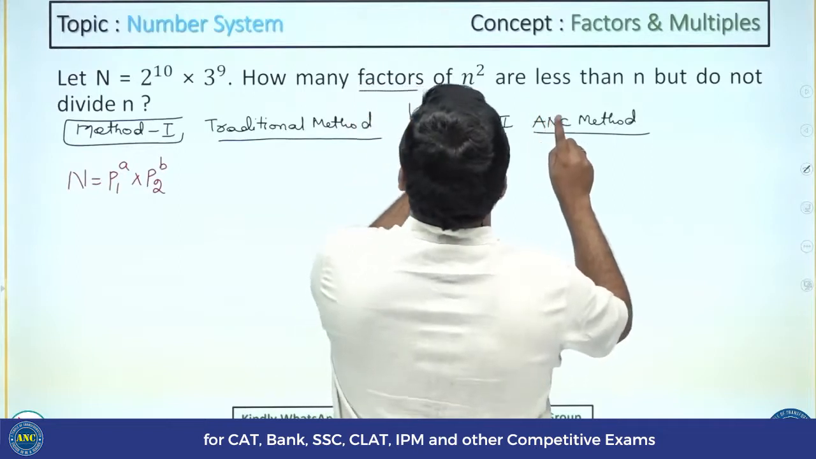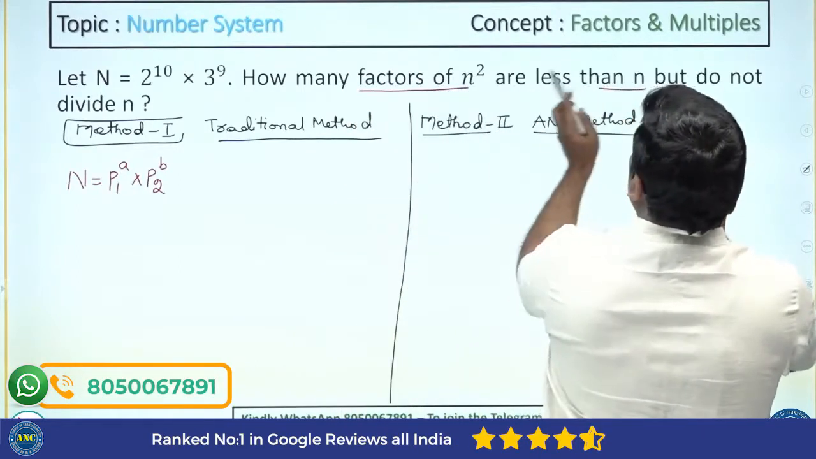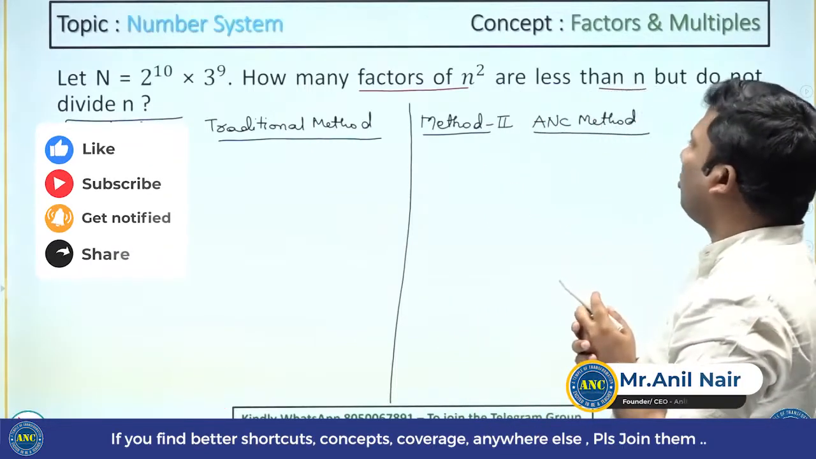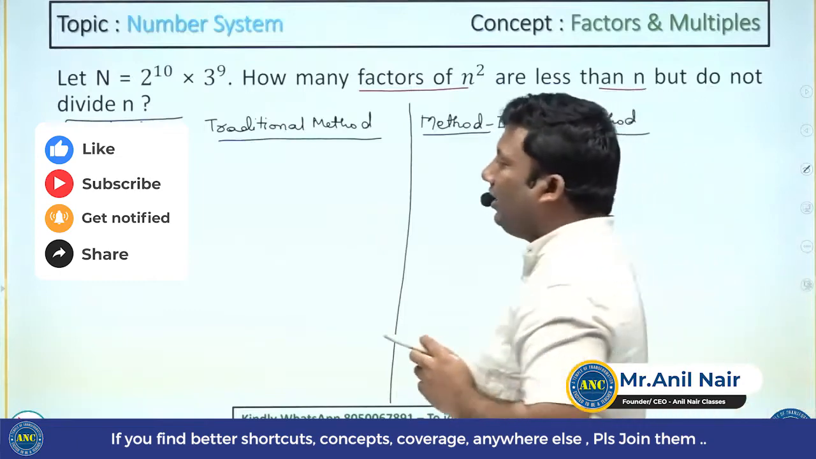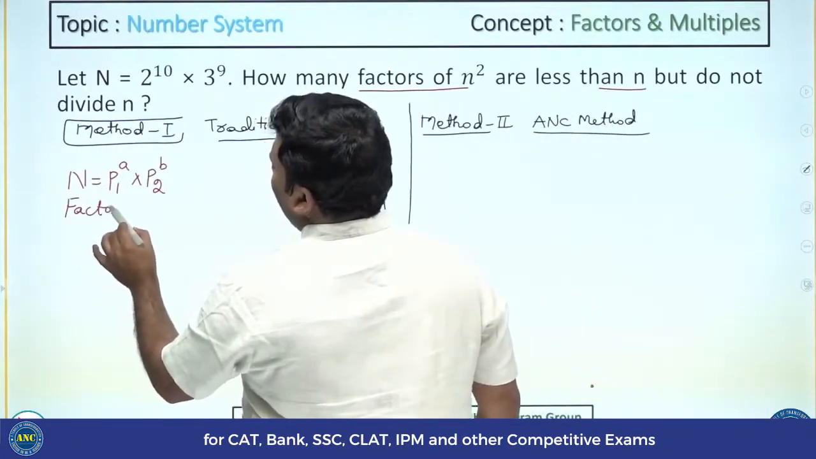We have to find out the factors of n square, and we have to find out the factors for n. And how many factors of n square are less than n, we have to find. But do not divide n. First, step by step we will go. Factors for n.